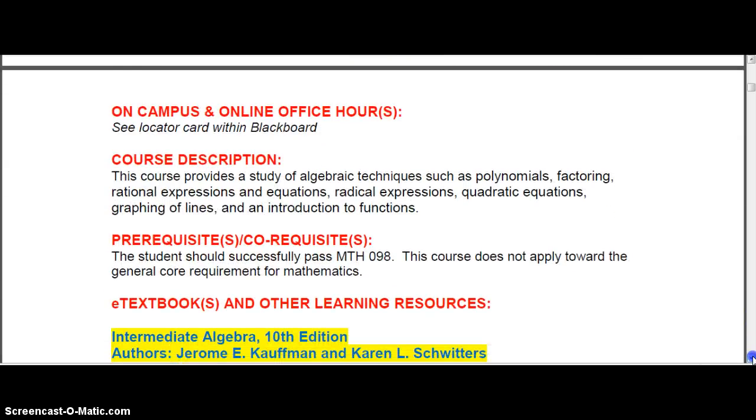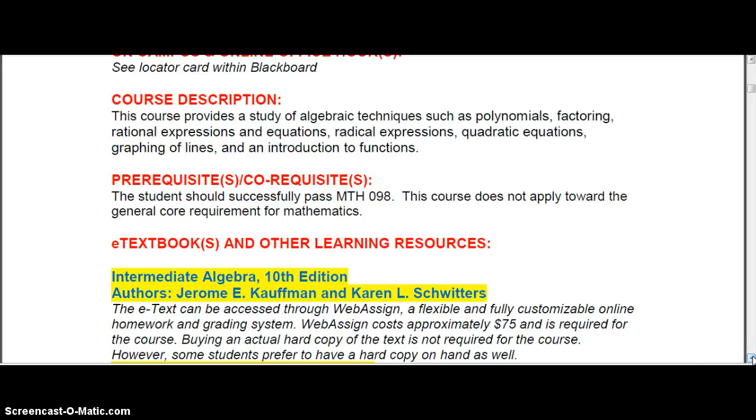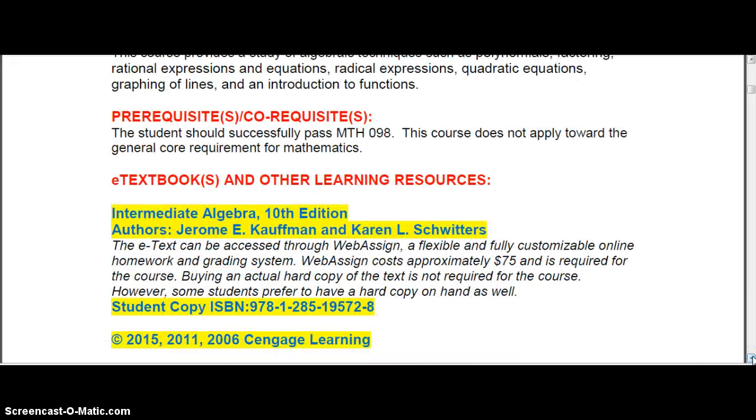Course description. This course provides a study of algebraic techniques such as polynomials, factoring, rational expressions and equations, radical expressions, quadratic equations, graphing of lines, and an introduction to functions. You should have successfully passed Math 09-8 at this point. This course does not apply toward the general core requirement for mathematics.